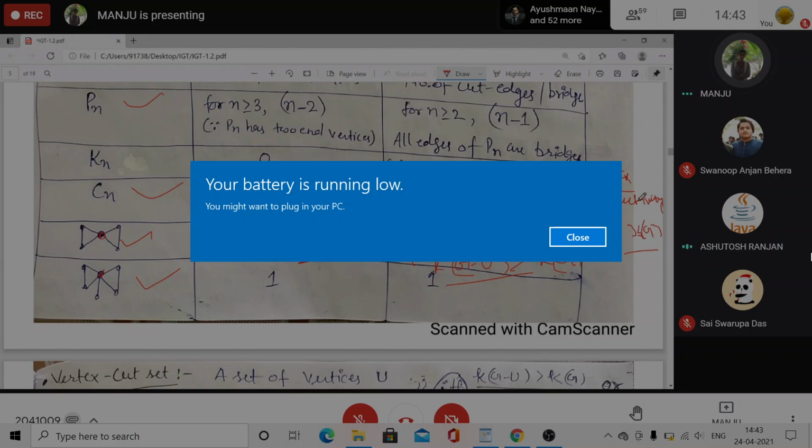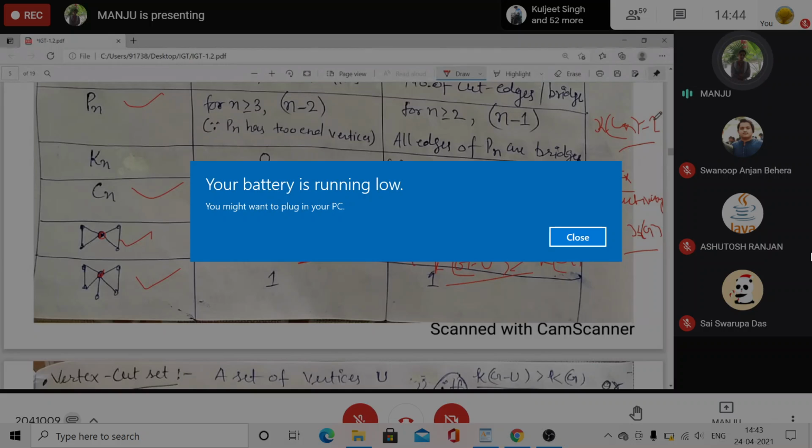What about C5? For C4, kappa of C4 is 2, right? What about C5, or in fact CN? It will be 2 again. You can remove one vertex, and it does not disconnect the graph, right? Alternate vertex. So you need to remove a minimum of 2 vertices so that the resulting graph will be disconnected. So it is 2.